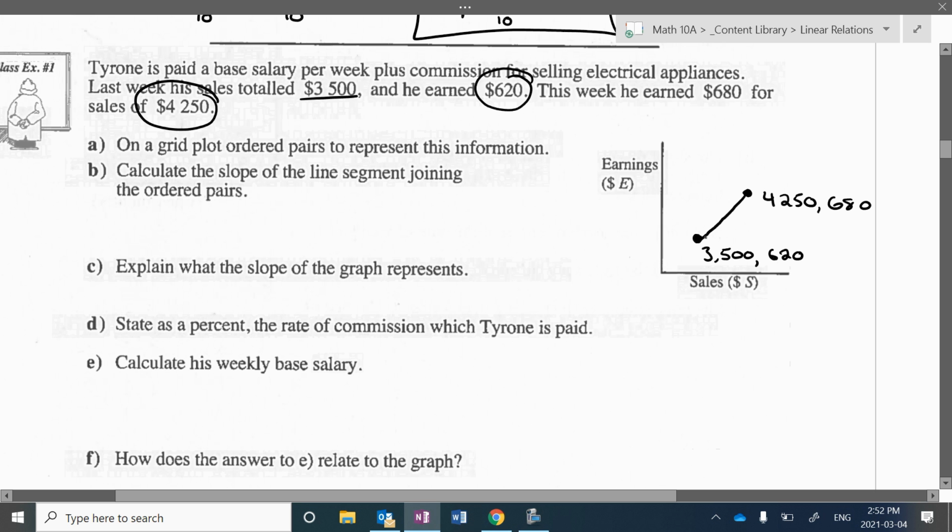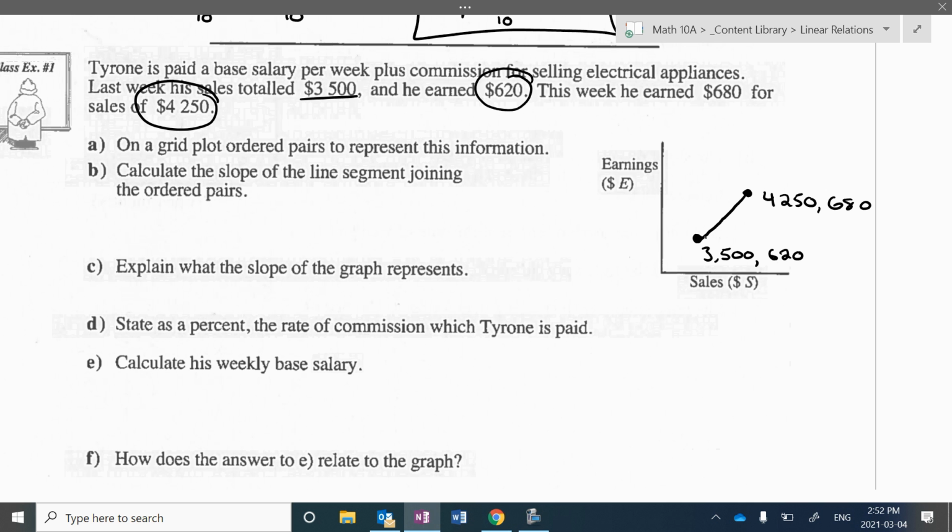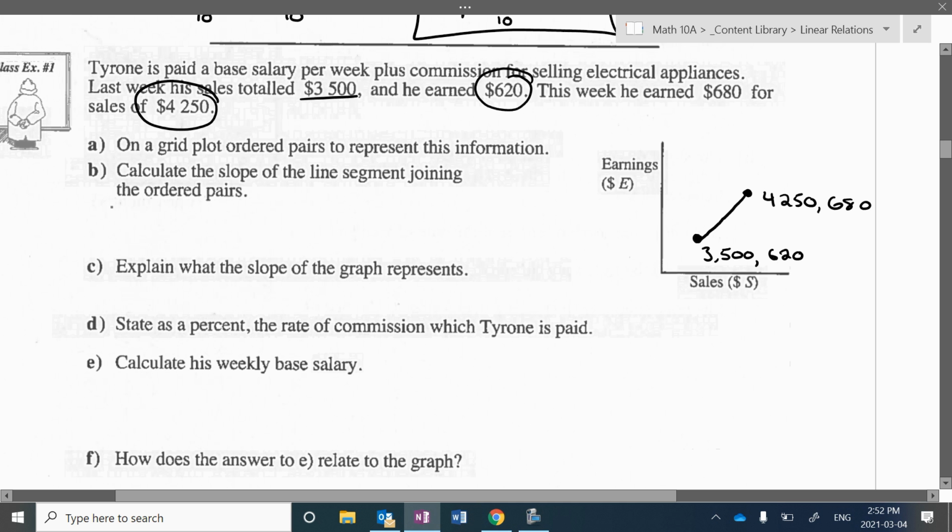You will always have a linear relationship, so we know to sketch it as a straight line. Did I actually know the slope of that line? No. Could I figure it out? Yes. So calculate the slope joining these 2 points. Make sure our earnings are our Y's. So I'm going to have 680 minus 620 over 4,250 minus 3,500. Jacob, we should be writing this down and not just playing with our water bottle.